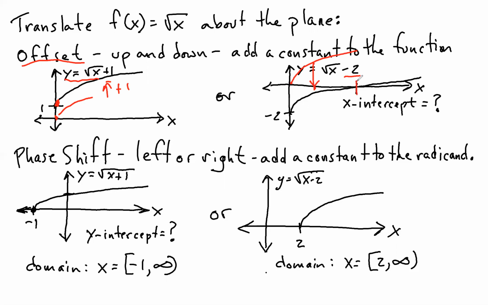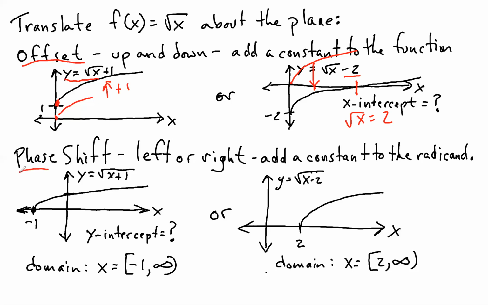And of course, I left a question here. What is that x-intercept? In other words, that's where y is equal to 0. So this becomes 0 equals the square root of x minus 2. That means the square root of x is equal to 2. And I'll leave it there for you. Square root of x equals 2, and you can tell me what x is.